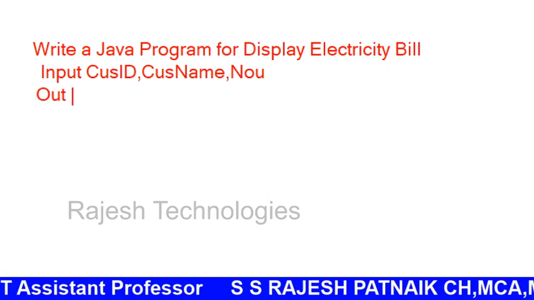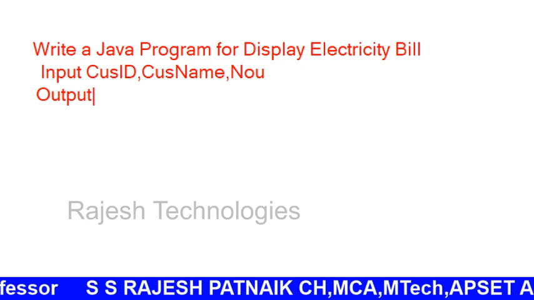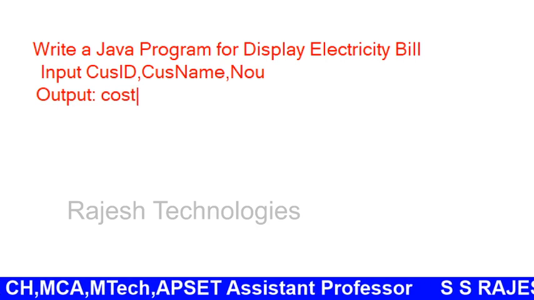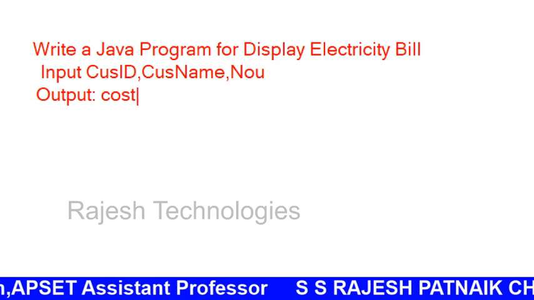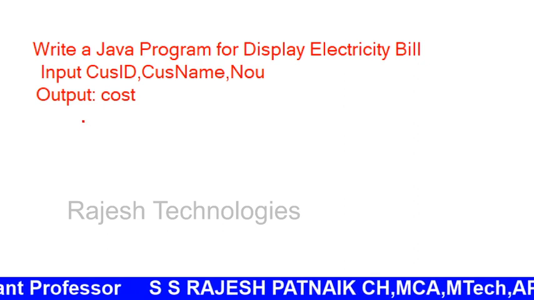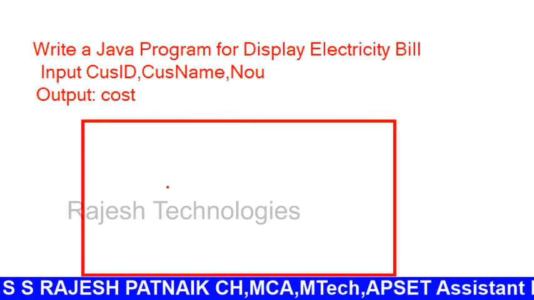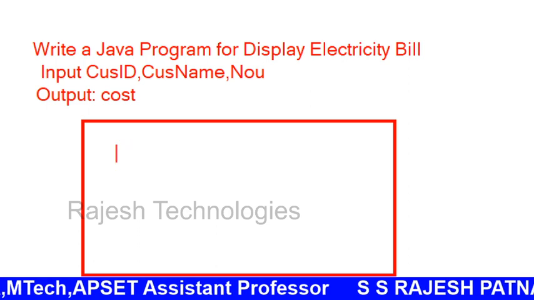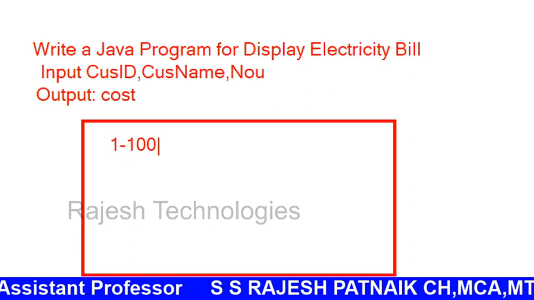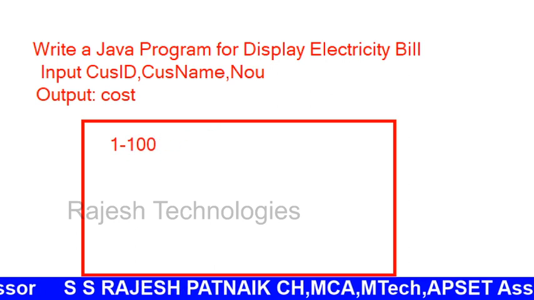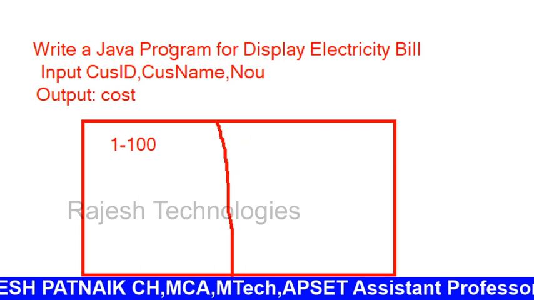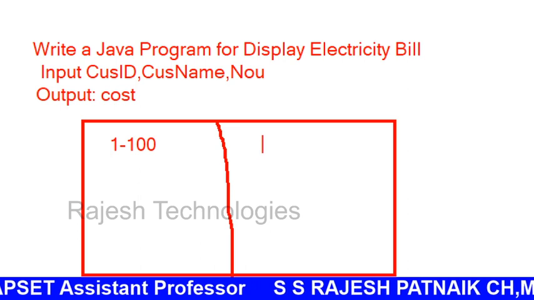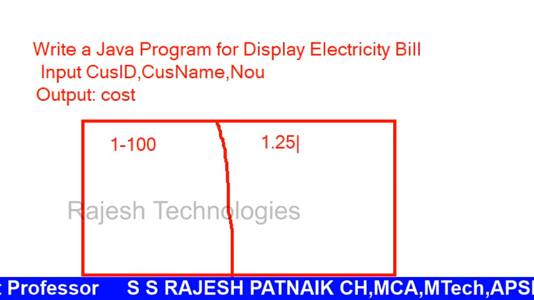Output: must calculate the cost based on number of units. So the table here is, if the number of units is in between 1 to 100, the cost per unit is 1 rupee 25 paise.